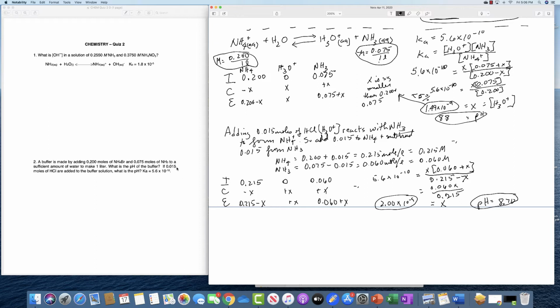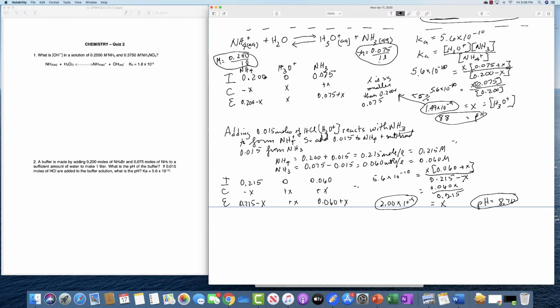They're giving you a Ka, so you want to work with the ammonium ion forming an acid, which is this equation, or the reverse of this equation. So then you write it like this. That means the Ka, which is given as 5.6 times 10 to the minus 10, is equal to the concentration of the products, which are these two, divided by the concentration of ammonia.